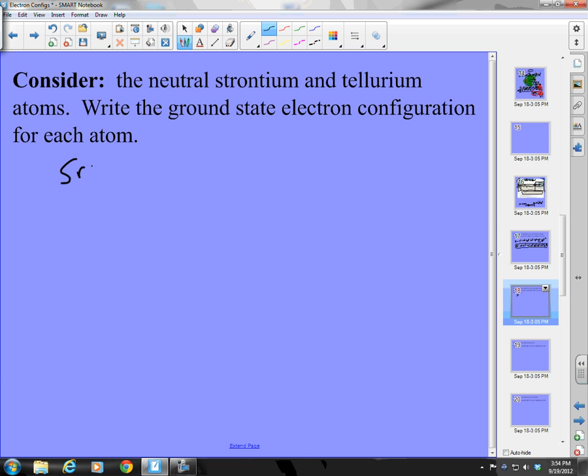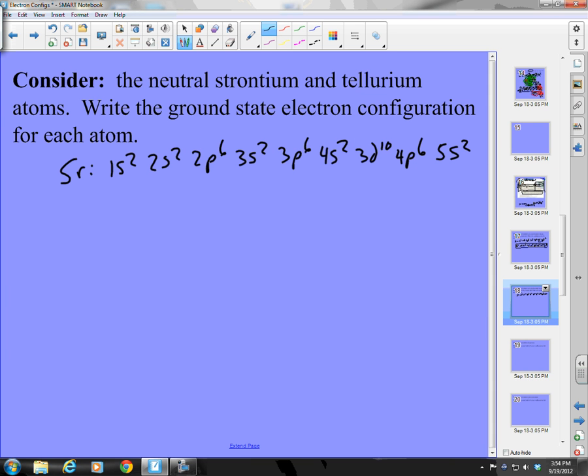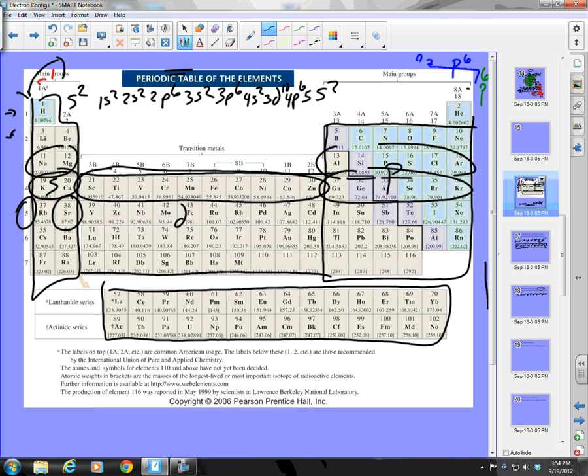Ready? 1s2, 2s2, 2p6, 3s2, 3p6, 4s2, 3d10, 4p6, and 5s2. Good? I think that's correct. Good. Now what's the next one? We need to do tellurium. Okay, let's find tellurium and do it. Where is tellurium? Let's clean up some of this a little bit.